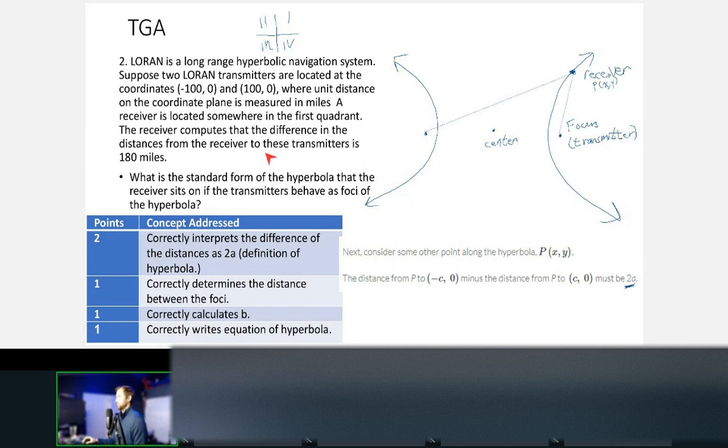So going back to the word problem, it says the receiver computes that the difference in the distances from the receiver to these transmitters is 180 miles. So it's telling you that the difference of these distances is 180 miles. So what does 2a equal to? There we go. Yeah, so 2a is 180. They are telling you that 2a is equal to 180. So we essentially know how to find what a is equal to.